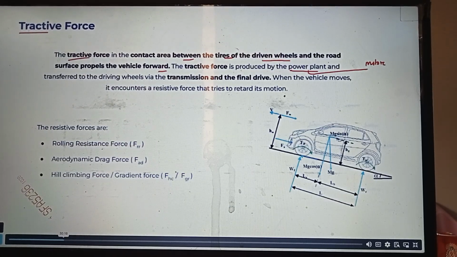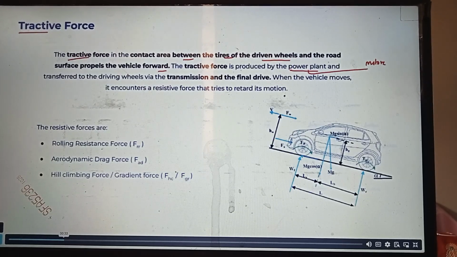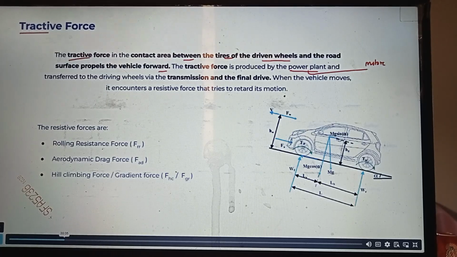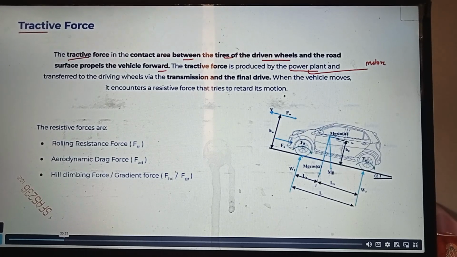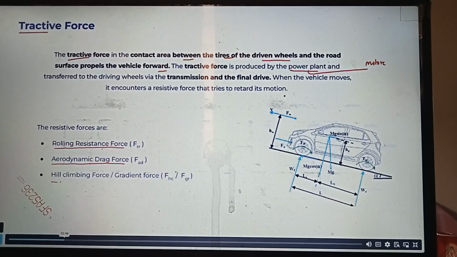Now, when you want to make a vehicle move, at the same time there will be some opposing forces acting on the vehicle, right? There are mainly three resistive forces, as we call them, acting on the vehicle, which will try to oppose the motion of the vehicle. What are those three resistive forces? First one is rolling resistance force, then aerodynamic force, and hill climbing or gradient force.